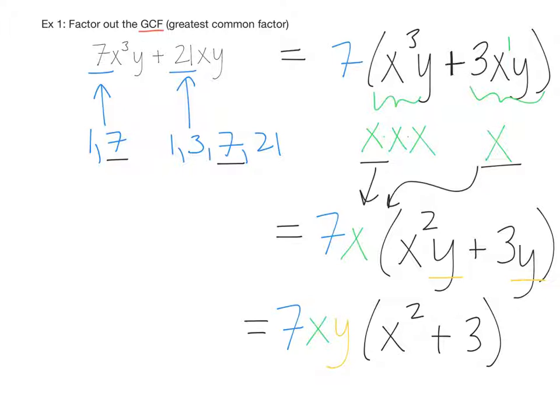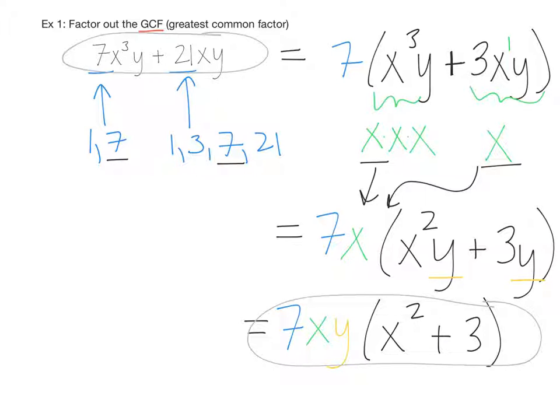Therefore, we were able to change our original binomial at the top and rewrite it by pulling out the GCF as this answer form. So our new way to write this problem is 7xy times x squared plus 3. This is the factored form we are looking for.